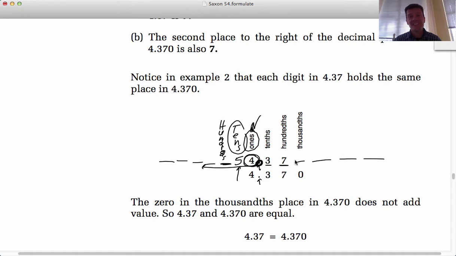Notice the th at the end of all of those. So it's very important to know where you are putting the digit, because depending on where you put it in relationship to the decimal point, it's going to have a certain value according to that position.